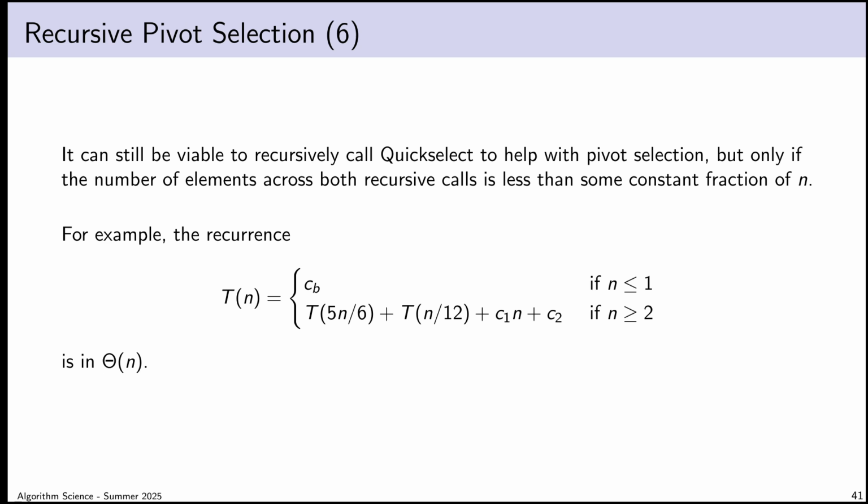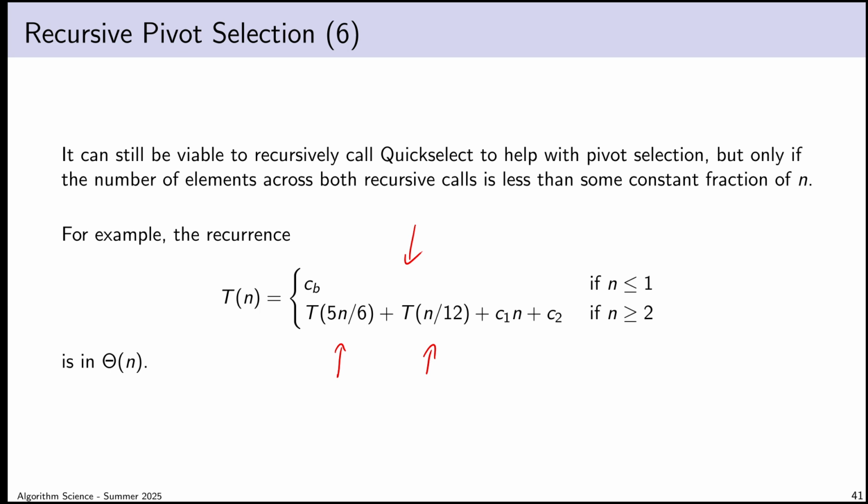It's still potentially viable to do a recursive call to find the pivot. We just have to make sure that if we add up the total number of elements between the 2 recursive calls, it ends up being less than n, basically. This is just a sample, but it could be proven, for example, that if I chose to recurse on a subset of size n over 12 and still managed to get a guarantee that p was greater than 1/6 of things and less than 1/6 of things from the end, then this would be the recurrence, and it turns out this does work out to be big theta of n.